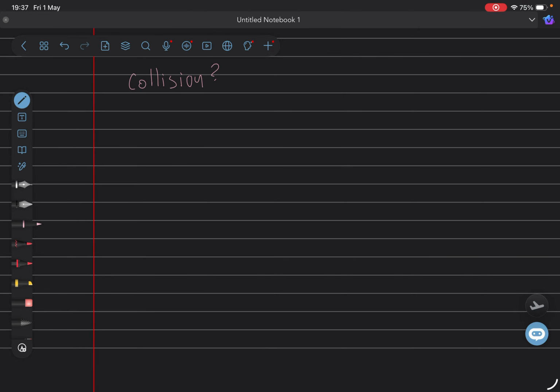It's not just crashing. It can be planets, like a gravitational slingshot, when you feel large amounts of gravity in a short amount of time. That could also be a collision. So basically all of those are collisions. So how do we do collisions in physics?